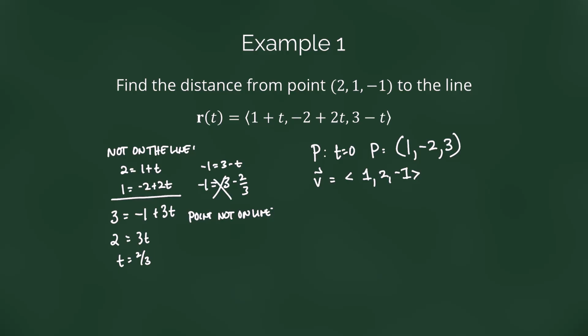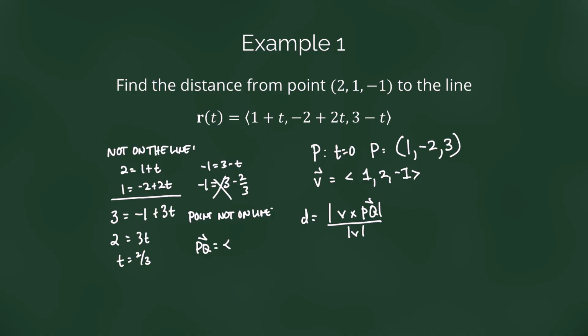Okay, so now we know that our distance is going to be the magnitude of the cross product of the vector v cross PQ divided by the magnitude of v. So we have a few things to find. First of all, let's find the vector PQ.